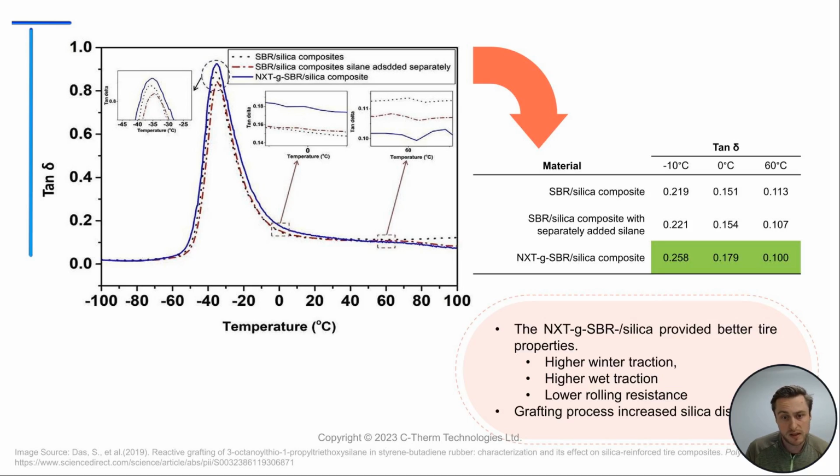And what they found was that their process provided better tire properties. So higher winter traction by increasing the tan delta at -10, higher wet traction by increasing the tan delta at 0 degrees, and lowering the rolling resistance by lowering the tan delta at 60 degrees. And they attributed this to the grafting process increasing silica dispersion in their materials.